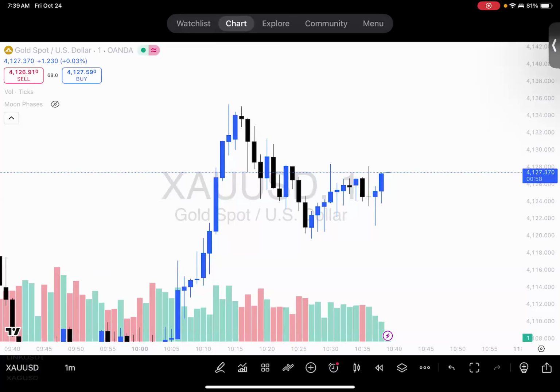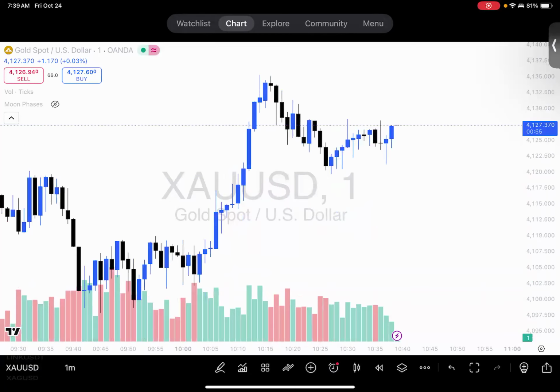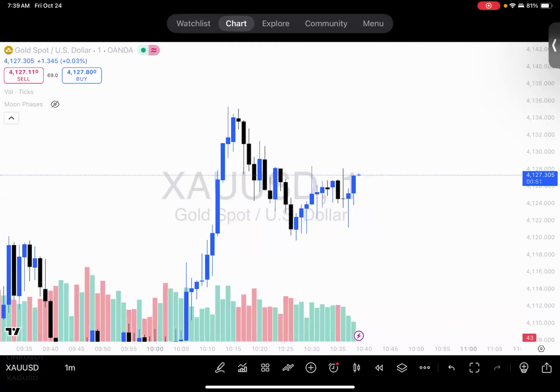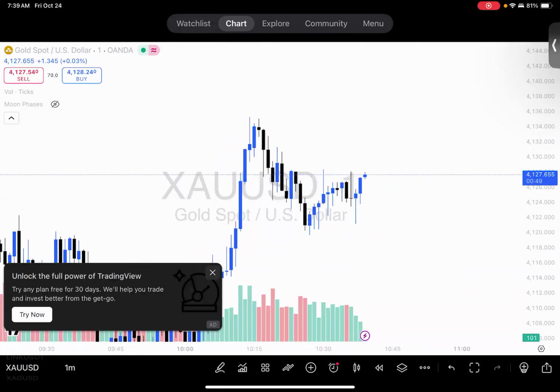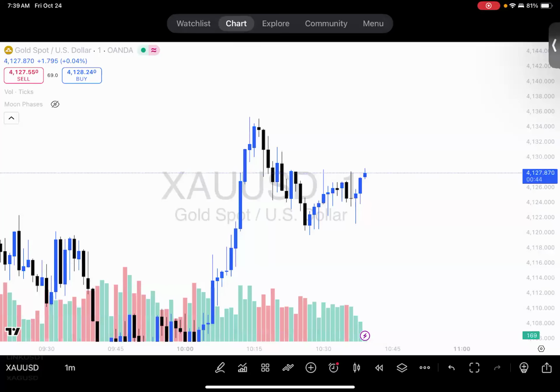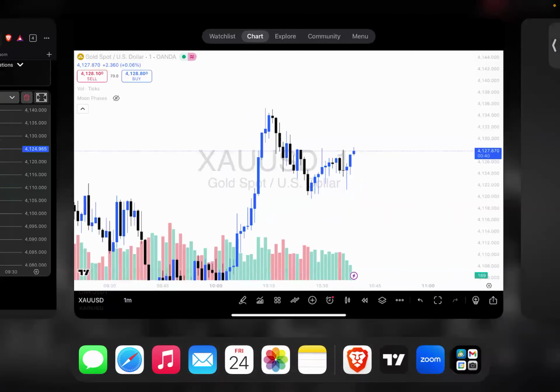Looking at this now, this actually would have been a good trade to take, but we are going to wait for the next setup here. Should have went to the 1 minute a little bit quicker, but sometimes it happens.